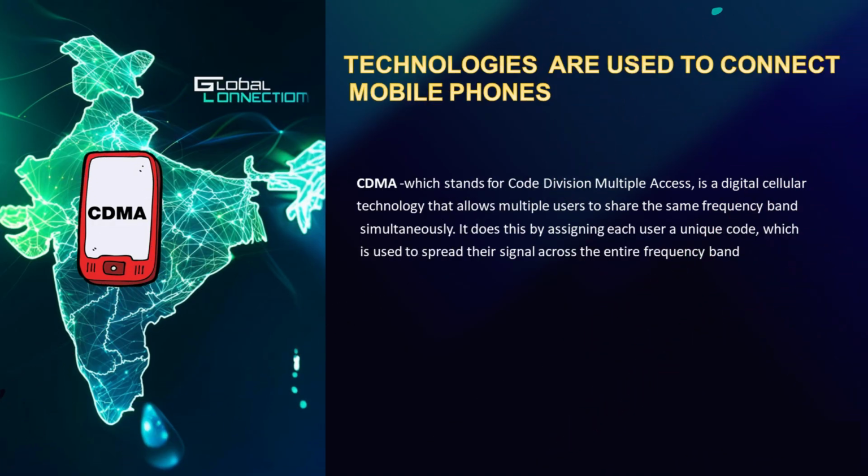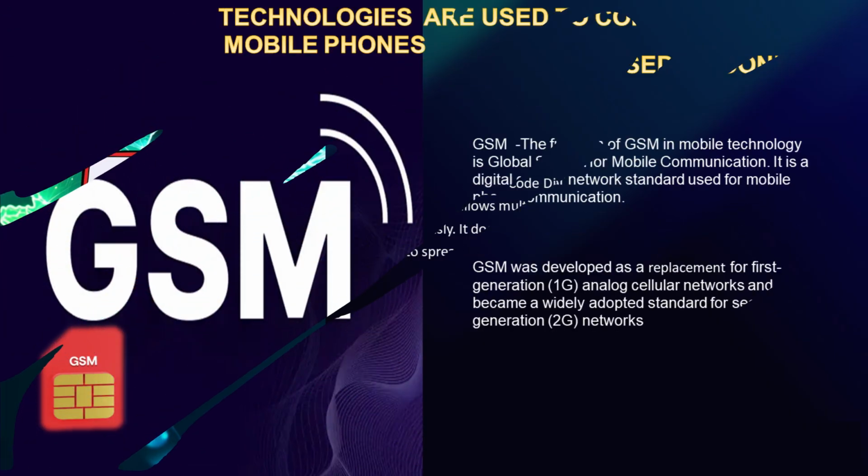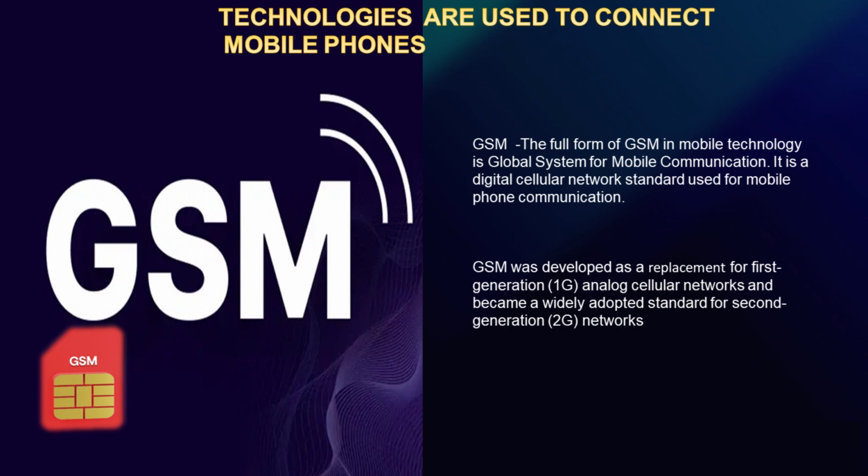CDMA, which stands for Code Division Multiple Access, is a digital cellular technology that allows multiple users to share the same frequency band simultaneously. It does this by assigning each user a unique code, which is used to spread their signal across the entire frequency band.